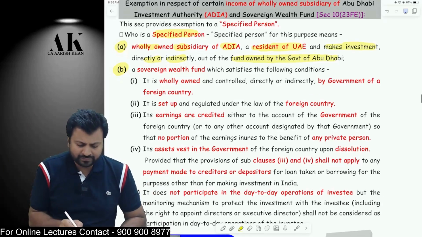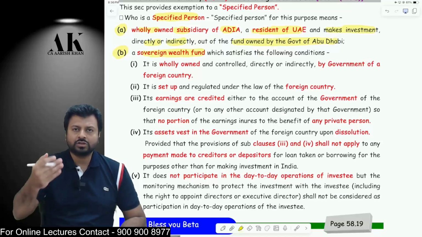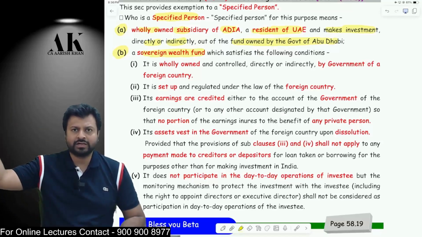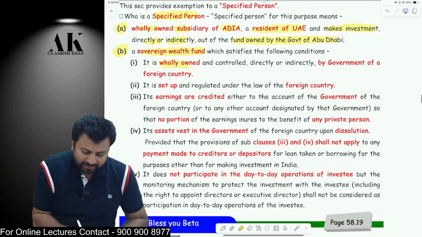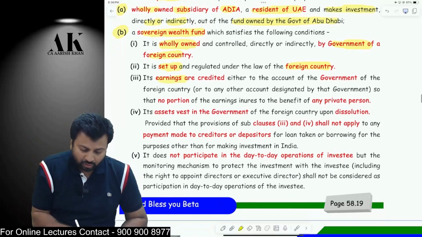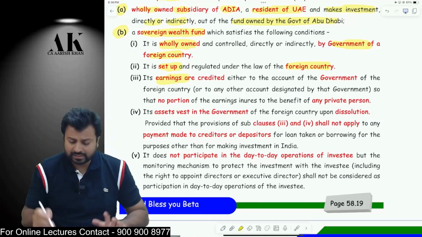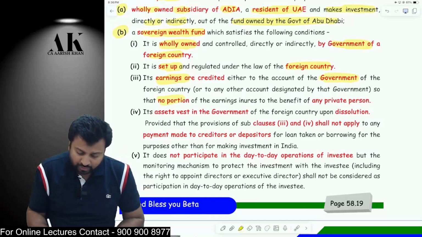Who is the second specified person? It is a sovereign wealth fund. Now, what do I mean by sovereign wealth fund? A sovereign wealth fund means a wealth fund of a foreign country, of a foreign government, which will fulfill certain conditions. First of all, it should be a wealth fund which is owned by the government of a foreign country, and set up under the law of that foreign country. Now, the third condition: all its earnings, whatever it earns, will be credited to the government of that country, and no portion of its earnings should be given to any private person.